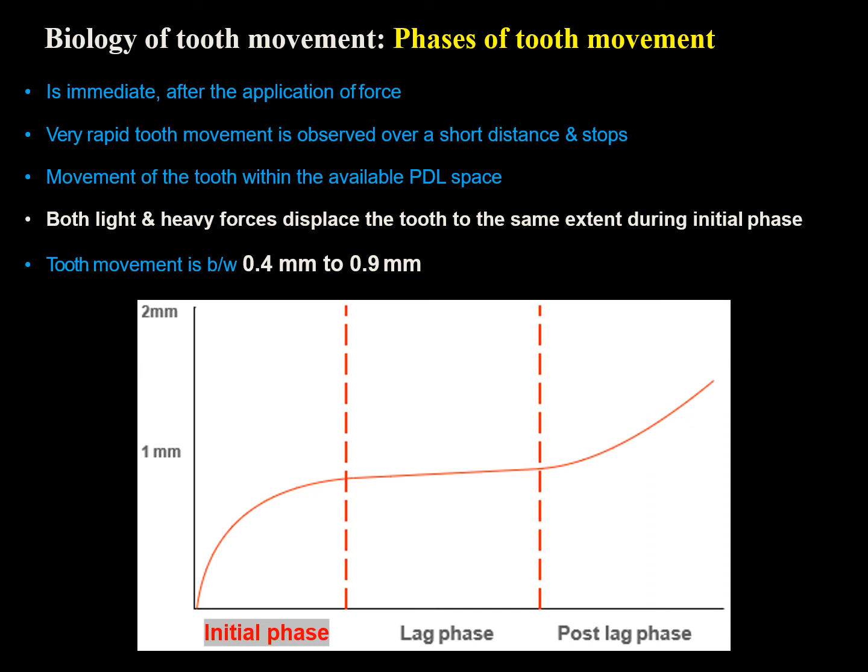So what is the initial phase and what happens in this phase? The initial phase is immediate, which is seen after the application of force. The tooth movement is very rapid and happens over a short distance and then it stops. The movement of the tooth is within the available PDL space. This kind of movement can be brought about by both light and heavy forces. And the extent of tooth movement seen in this initial phase is 0.4 to 0.9 millimeters.